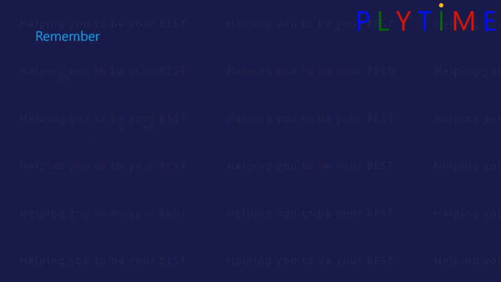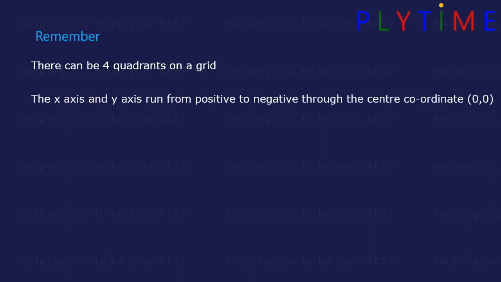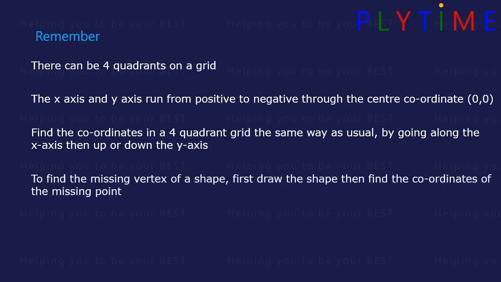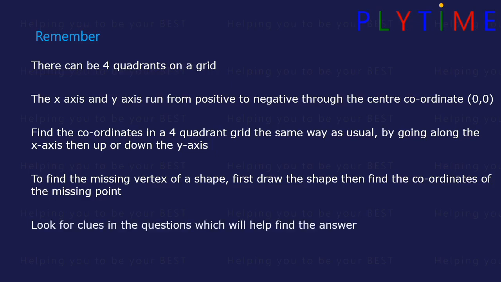Remember, there can be 4 quadrants on a grid. The x-axis and the y-axis run from positive to negative through the centre coordinate of 0, 0. Find the coordinates in a 4-quadrant grid the same way as usual, by going along the x-axis, then up or down the y-axis. To find the missing vertex of a shape, first we draw the shape, then we find the coordinates of the missing point. We can look for clues in the question which help us find the answer.